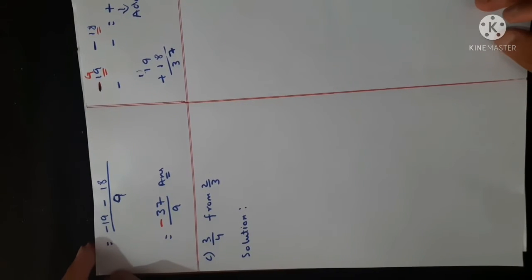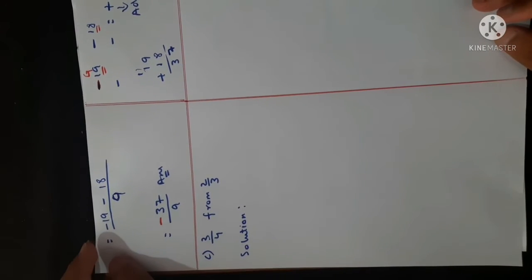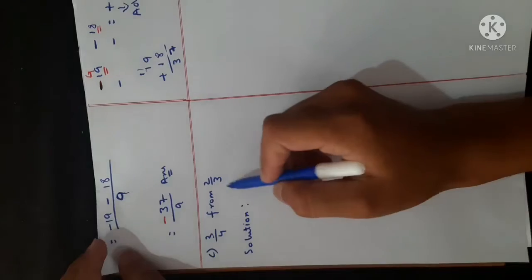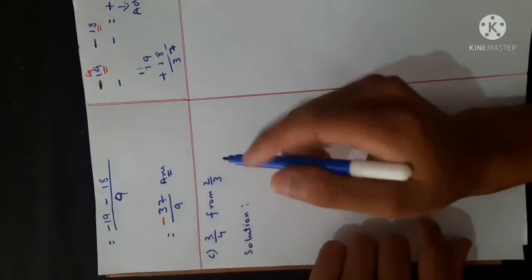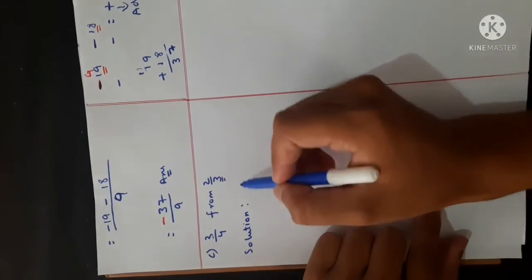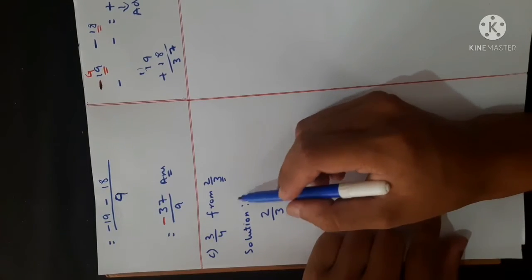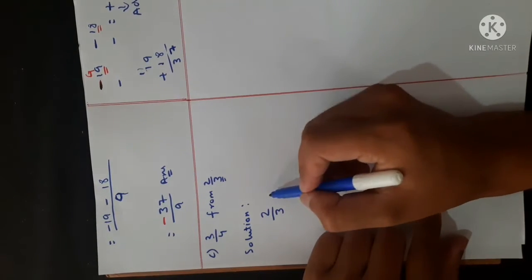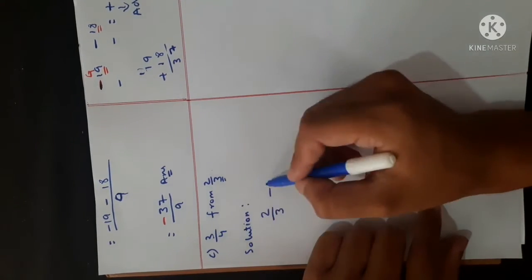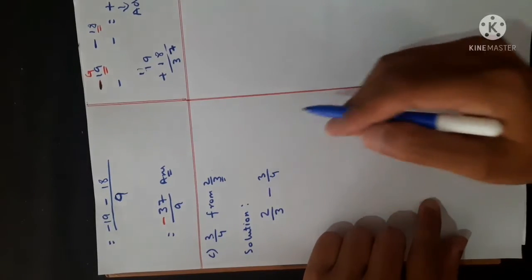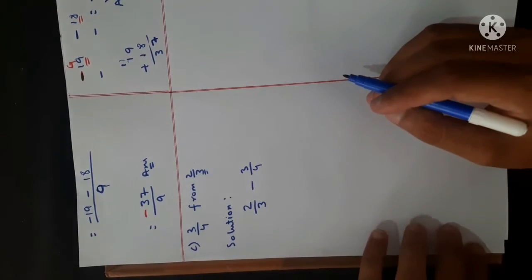Next question, question number 2C. This is again from exercise 3.2. 3 by 4 from 2 by 3. So again here, we first write the second rational number first. So 2 by 3. From, since this is a question, subtract. So minus 3 by 4.